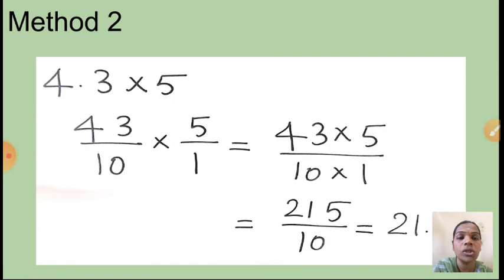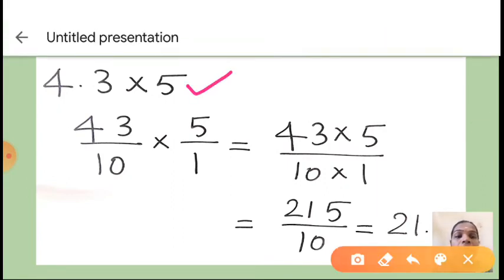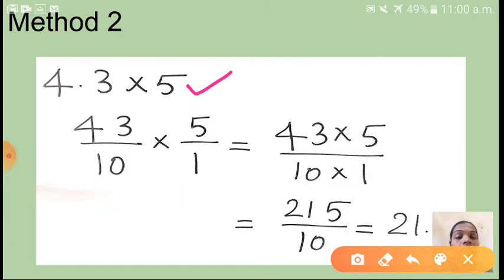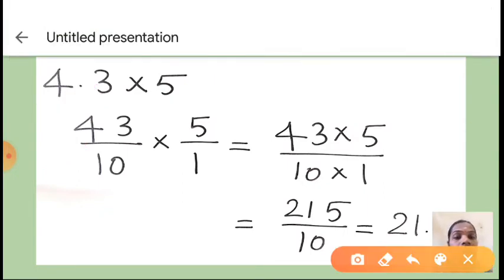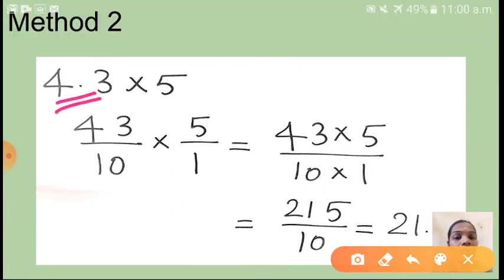Just see here, children, that same question I have taken here: 4.3 into 5. Here 4.3, you know, is a decimal number. So this decimal you have to convert, in this second method. What is the first step? The decimal number you have to convert into a common fraction. So can you say now, 4.3, that common fraction is what? Yes, 43 upon 10.